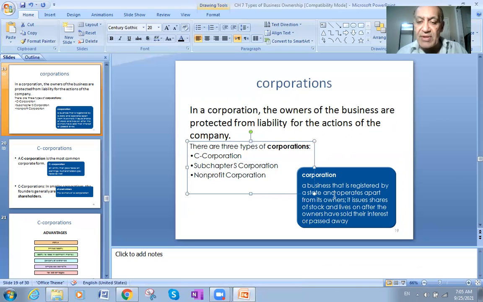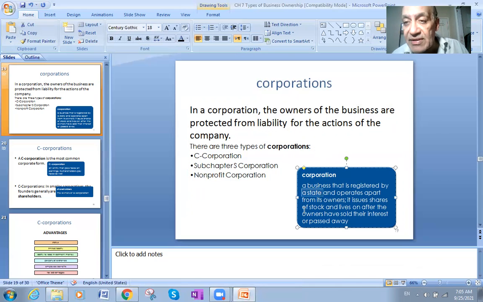Okay, what is a corporation? A business that is registered by a state. It must be registered with the state, of course, because it must be approved by the government, because they will expand and take money from the people. So the government must monitor their business, and it operates apart from its owner.